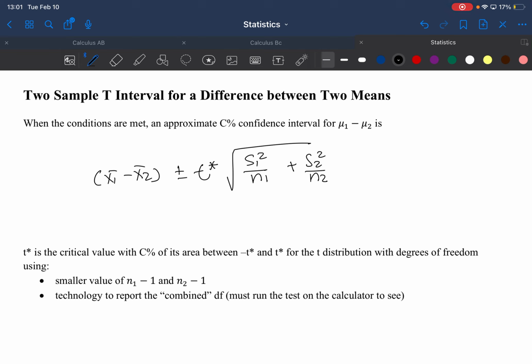Notice this is following the same pattern as you see on the formula chart. It is your test statistic, in this case the difference in means, x1 bar minus x2 bar, plus or minus your critical value, in this case t star, and then times your standard deviation, which in this case is your standard error.